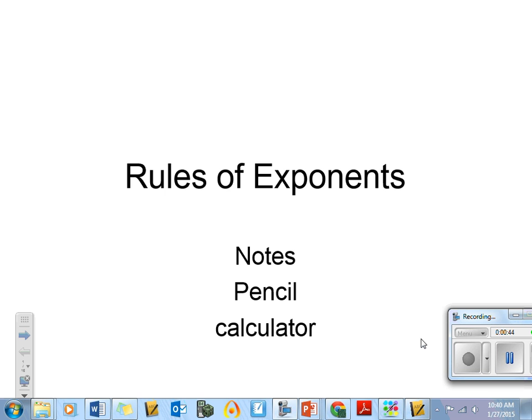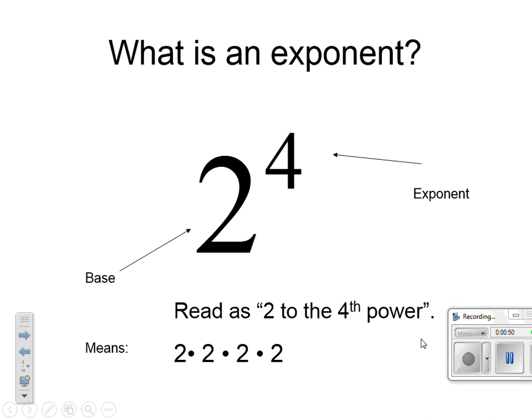So let's get started. You do need to write down all the notes except for this very first slide. The very first slide says, what is an exponent? Okay, this is an exponent. This is in your notebook. You should have this already written down. The 2 is the base, the 4 is the exponent, and altogether this is a power. It's read as 2 to the 4th power. It could also be read as 2 to the power of 4. Either way works for me.